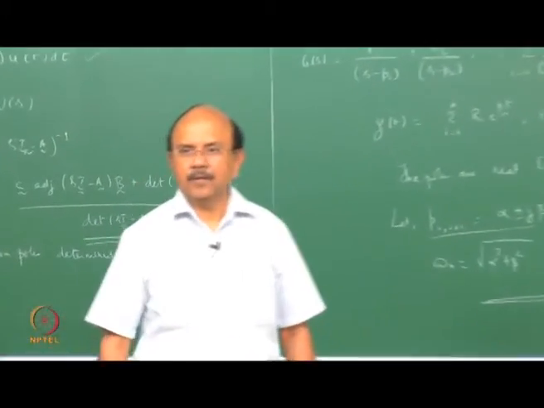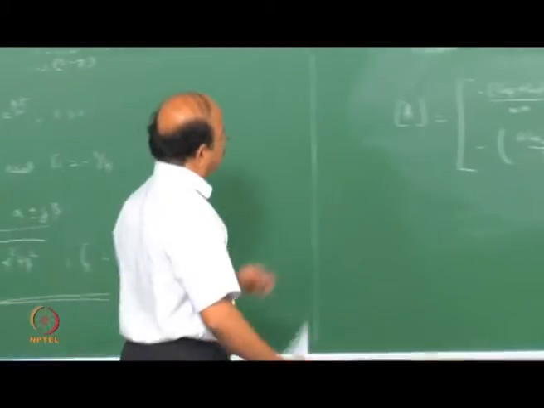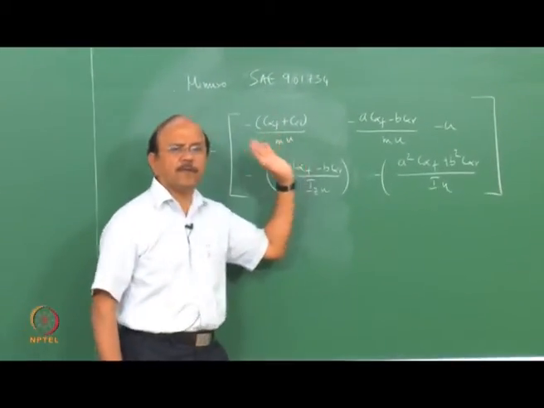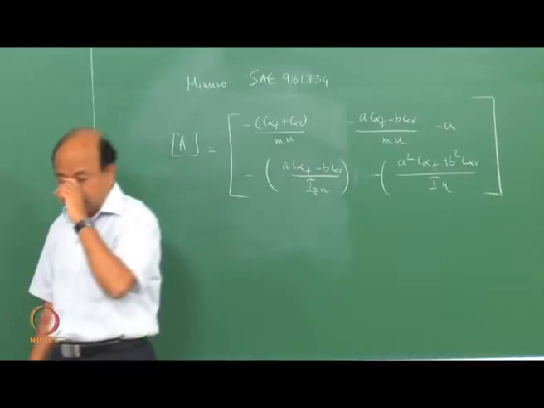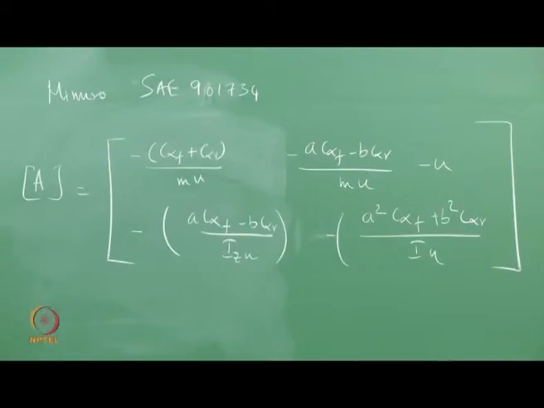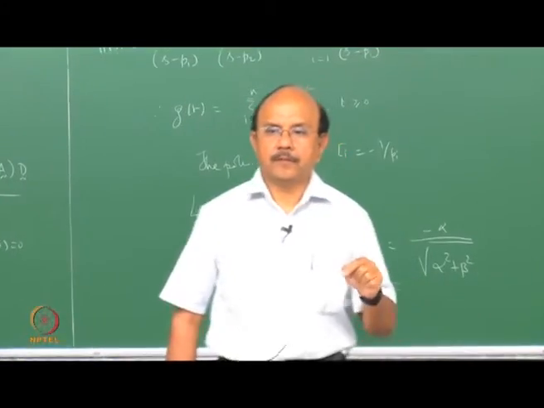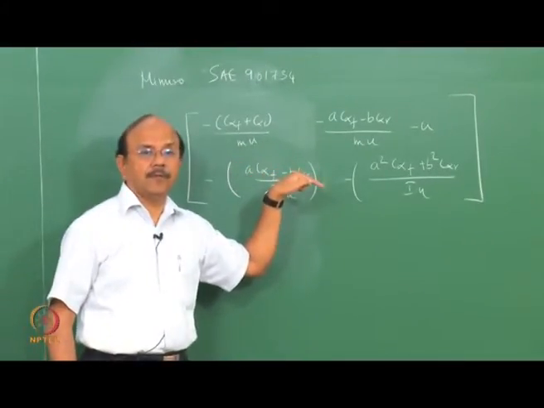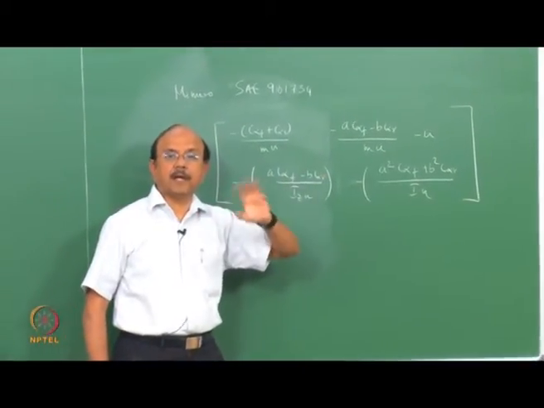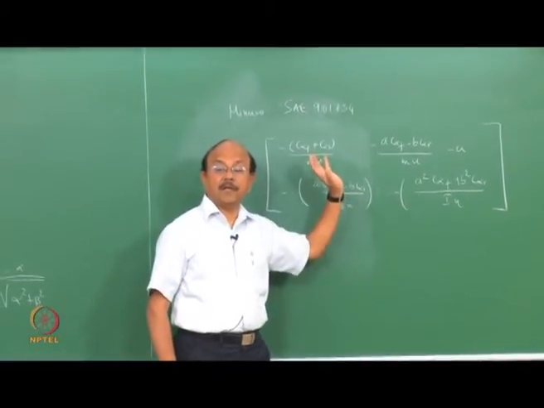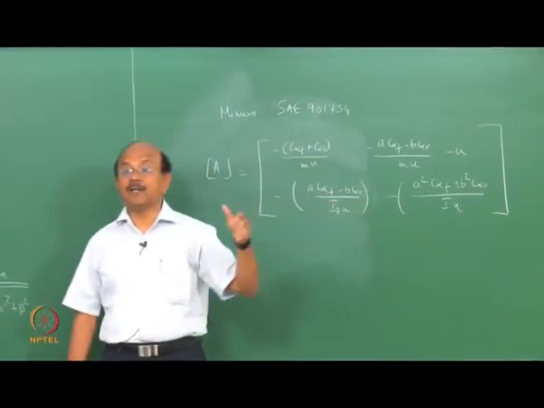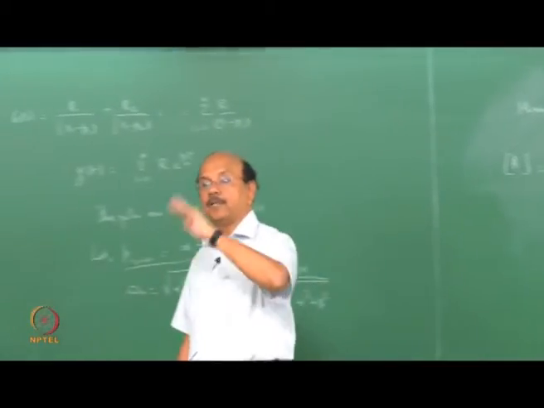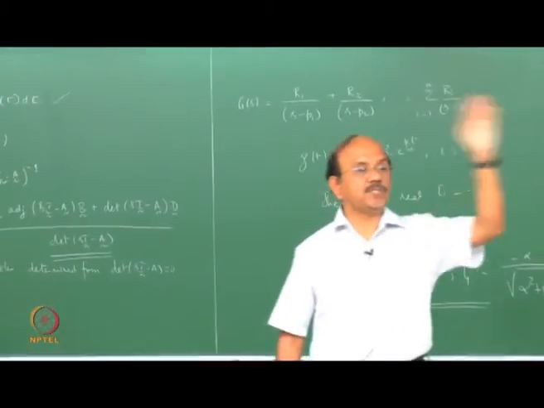Right? So this is A. Actually, if you look at literature, there's a lot of confusion on the C alpha F and C alpha R. I was looking at a thesis the other day. People have put C alpha F and C alpha R to be negative, in which case the whole understeer oversteer gradient definitions change.